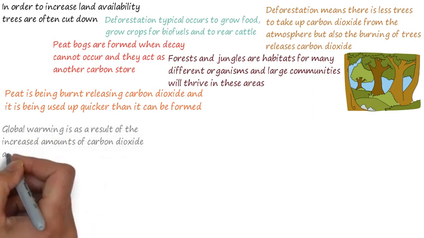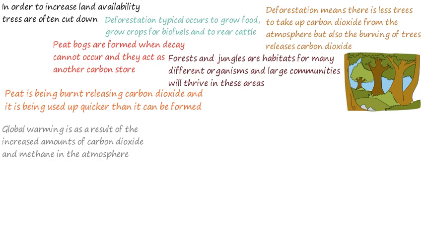Global warming is as a result of the increased amounts of carbon dioxide in the atmosphere. This is mainly as a result of human actions. Also, methane levels are increasing too, as a result of more land being used for cattle, and methane is another greenhouse gas.